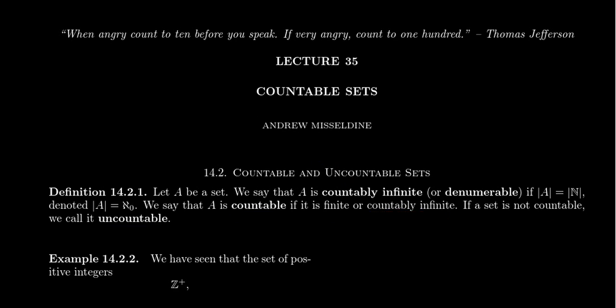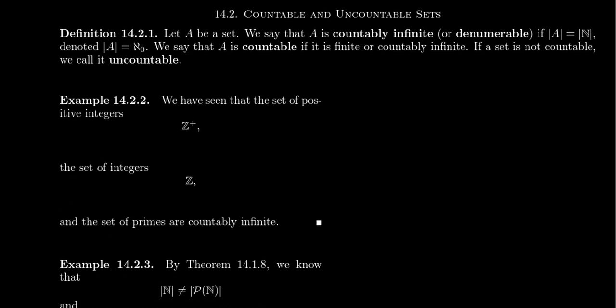Now, clearly the natural numbers have the same cardinality as themselves, so the natural numbers are a countably infinite set. In lesson 34, we showed that the positive integers have the same cardinality as the natural numbers. We came up with a bijection between the two, and therefore the positive integers give us a countably infinite set. We also showed that the set of integers, positive, negative, or zero, has the same cardinality as the natural numbers, so this is also a countably infinite set. We also looked at the set of prime numbers and showed that they are countably infinite.